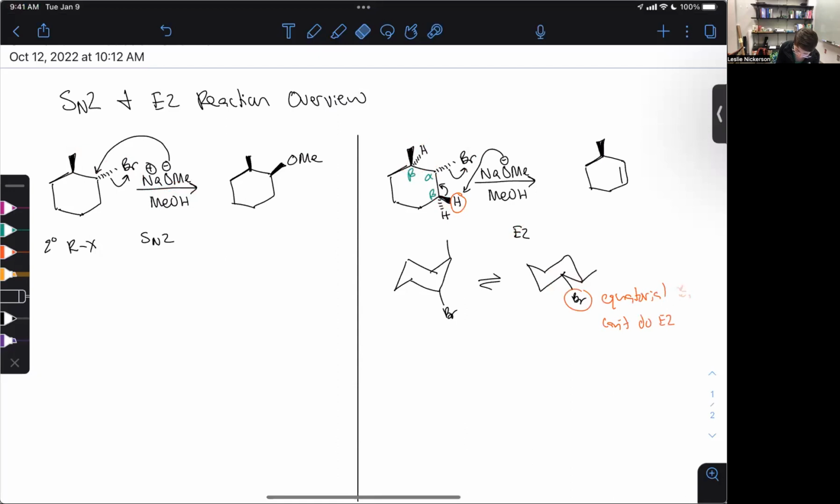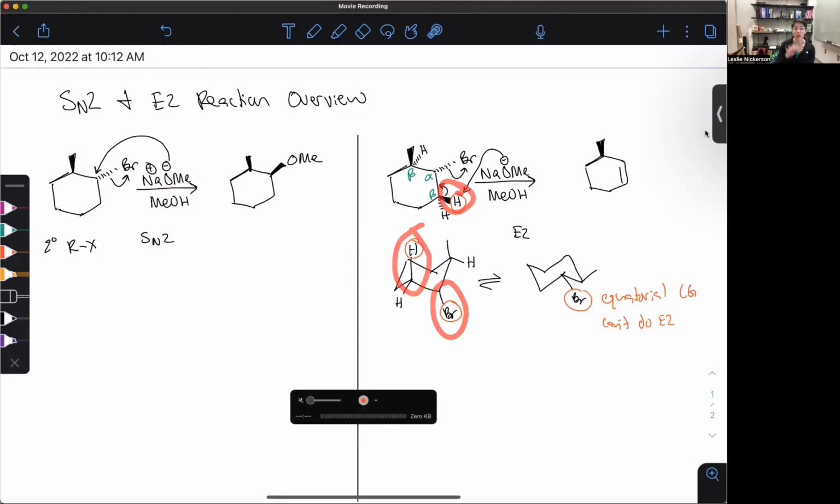I'm going to make this more general. We're going to say equatorial leaving group. It's only when the leaving group is actually in the axial position that you can see, when I have my H's drawn in here, that H, the one that's up, is the H that's actually anti to my bromine.